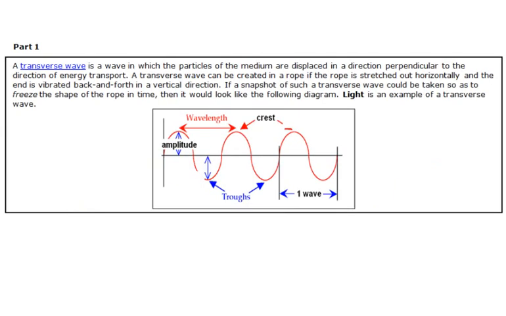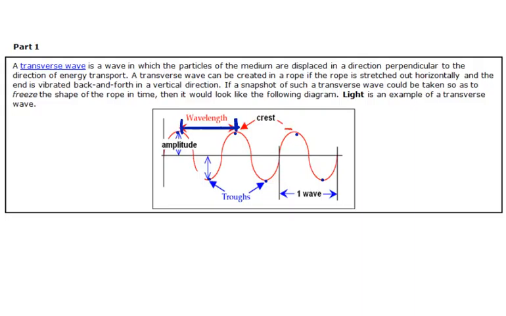Okay, so this is a good example with all of the parts of a transverse wave. You have your wavelength, which is typically measured from crest to crest. Okay, your crests are your high points, so there are 3 in this example. Troughs are your low points. There are 3 in this example.